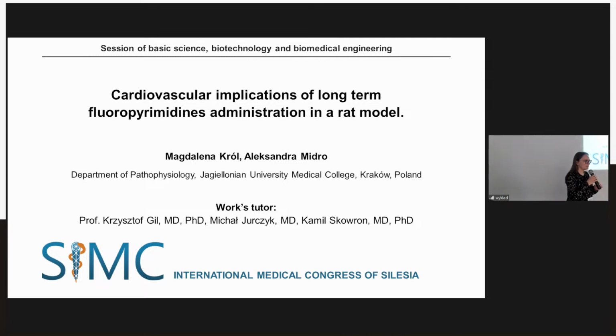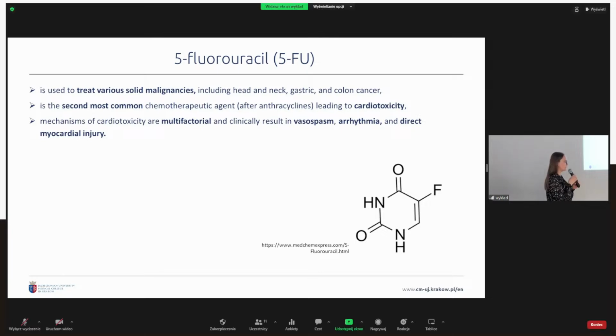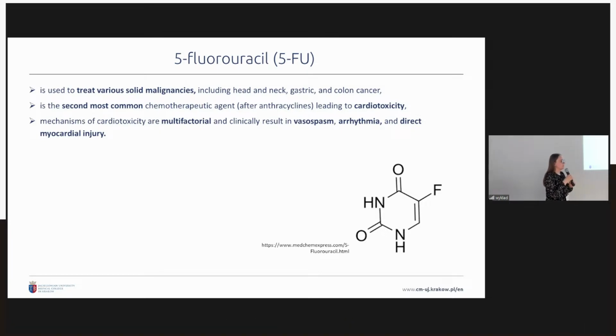Dear ladies and gentlemen, my name is Magdalena Król, and I am a student of Jagiellonian University Medical College. I would like to draw your attention to the research conducted at the Department of Pathophysiology that focused on the cardiovascular implications of long-term fluoropyrimidine administration in a rat model.